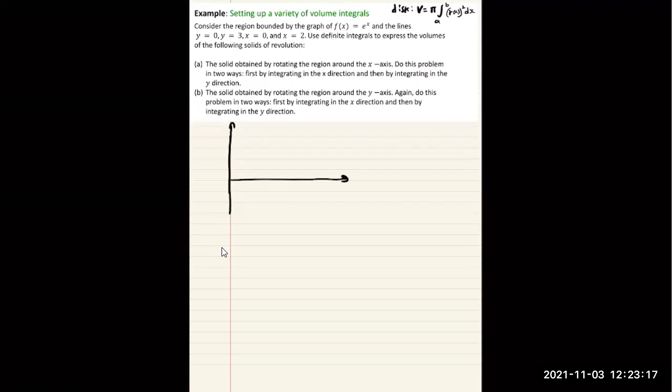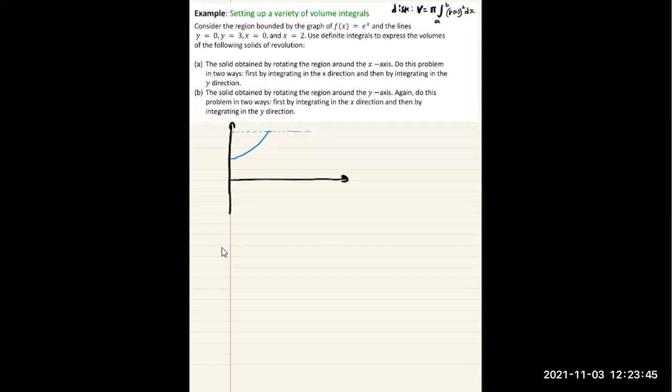The first thing I'm going to do is identify this region. To identify that region, I'm going to graph this function first of all. If I graph that function, you will get a graph like this. Then the line y is equal to 3. If you graph the line y is equal to 3, you will get a graph like this. This is the line y is equal to 3.